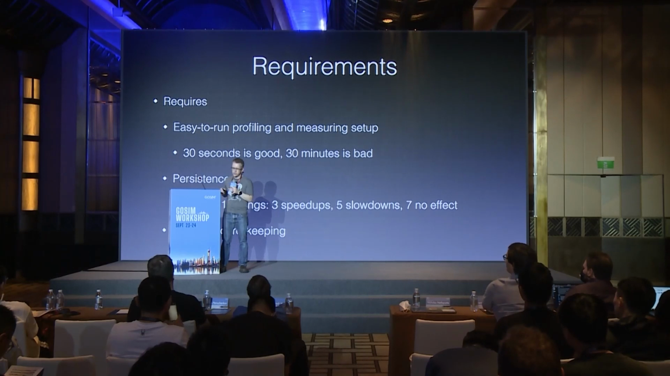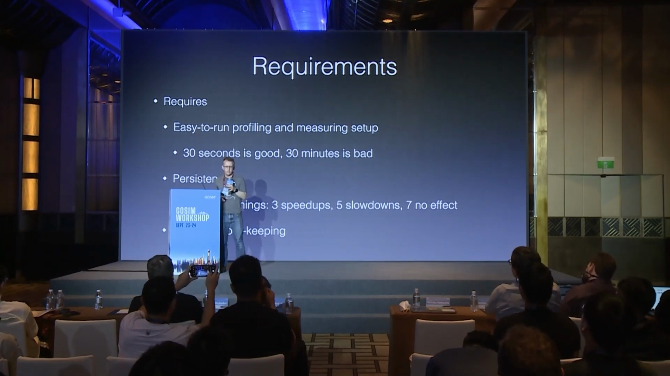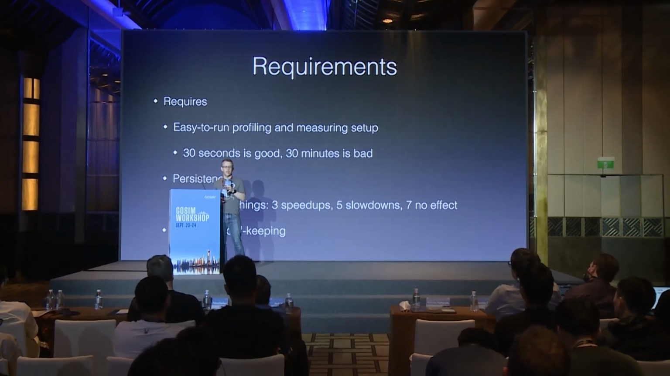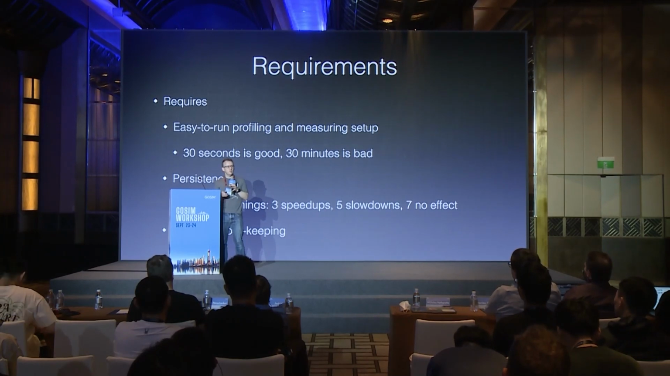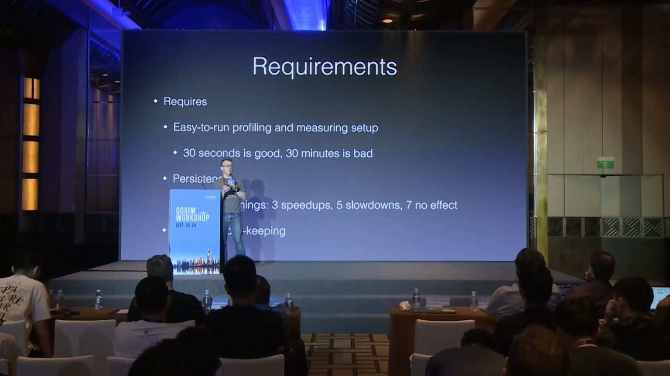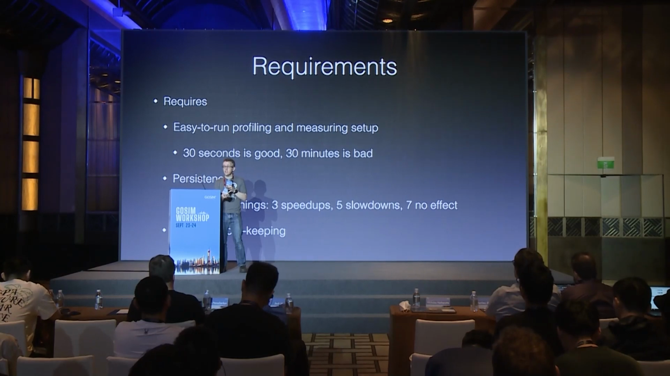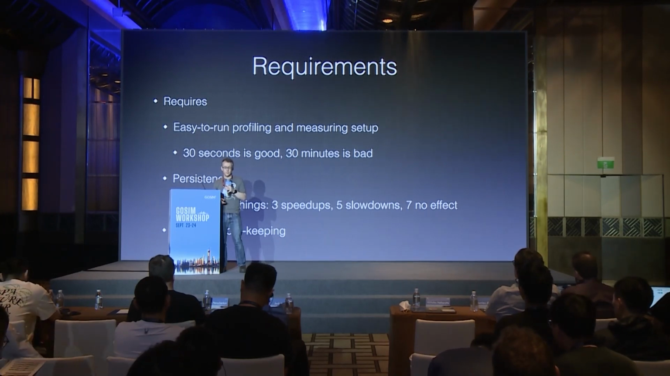Doing this process requires a couple of things. One is you want to have a profiling and measuring setup that's pretty easy and fast to run. If you can do a cycle that takes 30 seconds to evaluate a change and find out how it has affected performance, 30 seconds would be good. If it takes 30 minutes, then that's not so good. It's obviously going to take a lot longer to do iterations. You can't do as many iterations, and it'll take you longer to do experiments and so on.